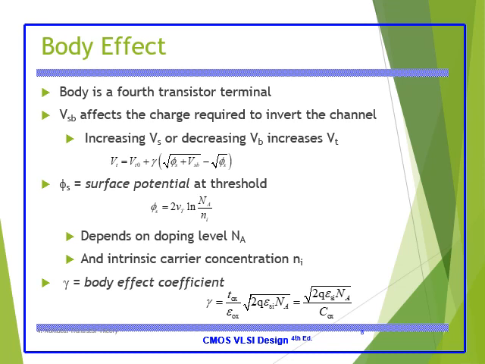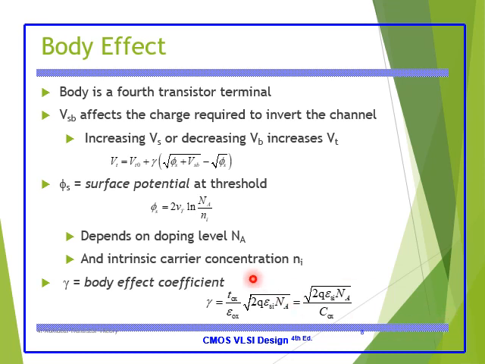Next, Vt is equal to Vt0 plus gamma times root of phi s plus Vsb minus root of phi s. Phi s means surface potential at threshold. Phi s is equal to 2 times Vt ln of Na divided by Ni. It depends on doping level Na, and intrinsic carrier concentration is denoted Ni. Gamma is the body effect coefficient.